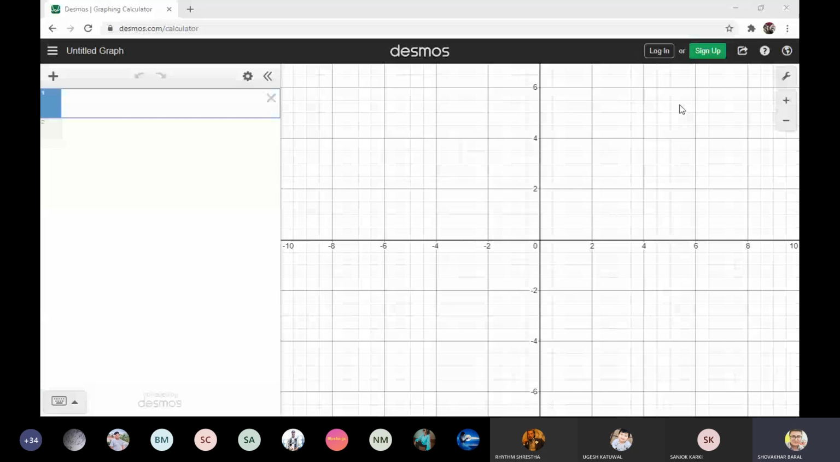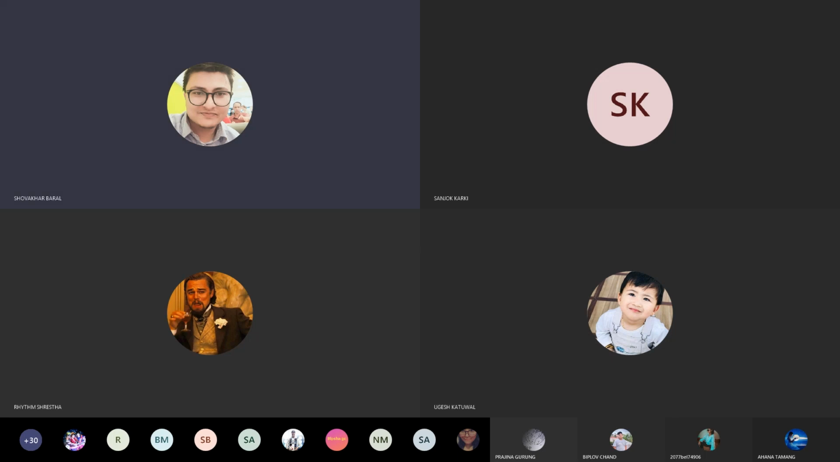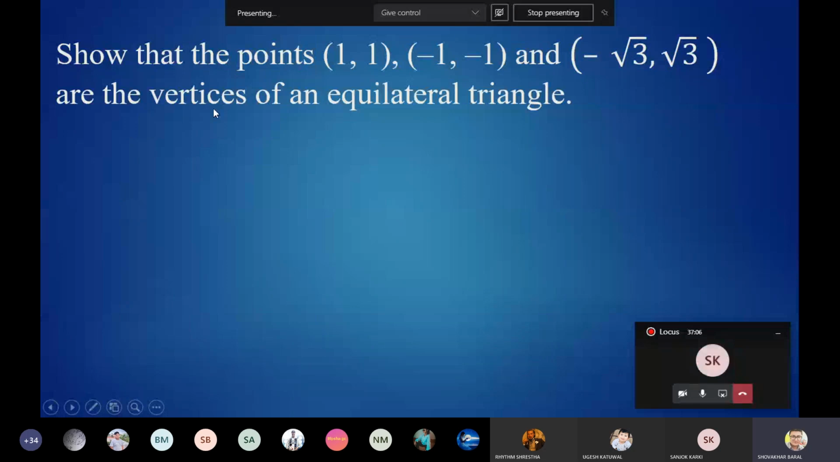Sir, yes, please. Do we need to write this or not? Just write the question. You don't need to draw the figure. Okay. Just wait for a minute. I'll display. Just a minute. I'm going to display the whole desktop so that it will be easier for you. Okay, write this question. The points 1, 1, minus 1, minus 1, and minus root 3, root 3 are the vertices of an equilateral triangle.